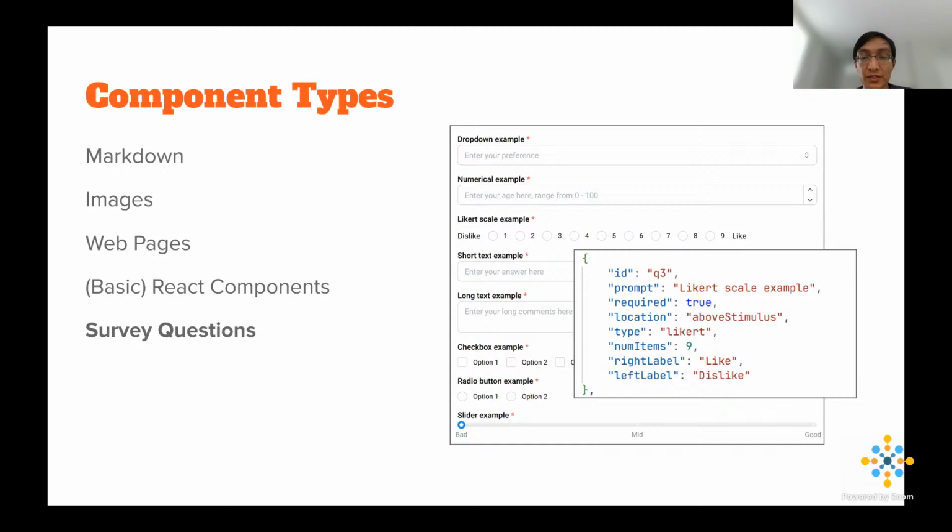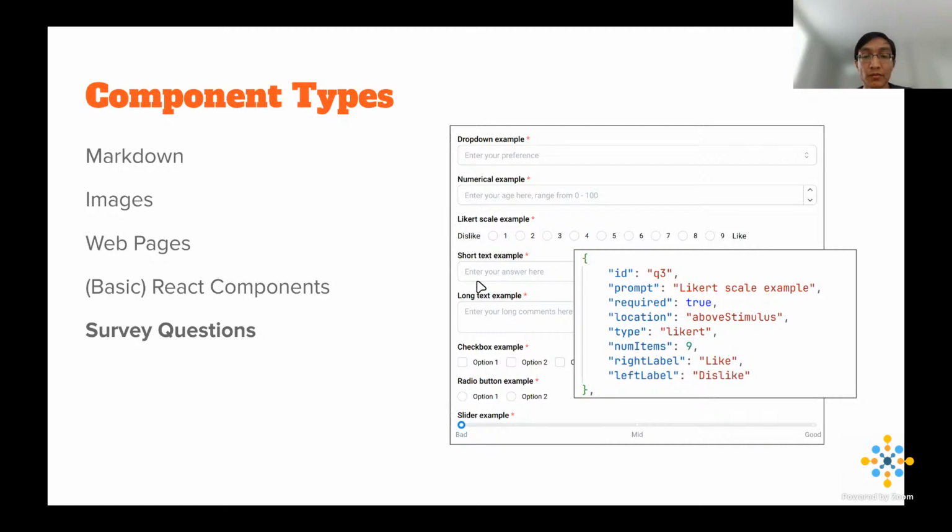Similarly, for Likert scale, it's also the type. You mentioned the type as Likert, and you mentioned the number of items that you want to show with the right label and the left label, and which is displayed like this as shown here.